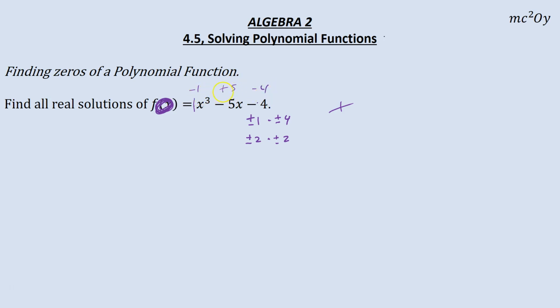Well, that appears to work. Negative 1, positive 5, and negative 4 is 0. So let's go ahead and just double check that with synthetic division. Let's try negative 1 here.